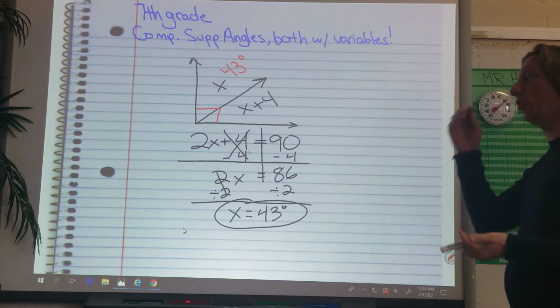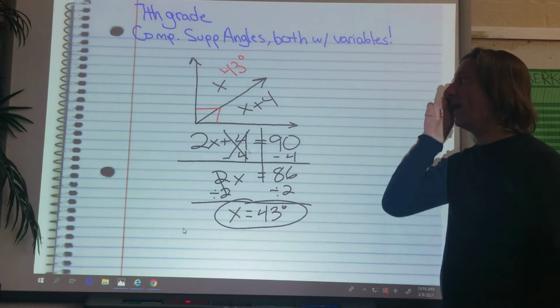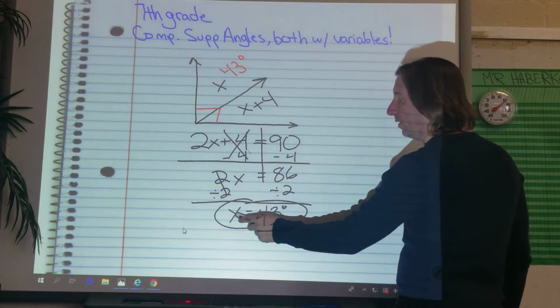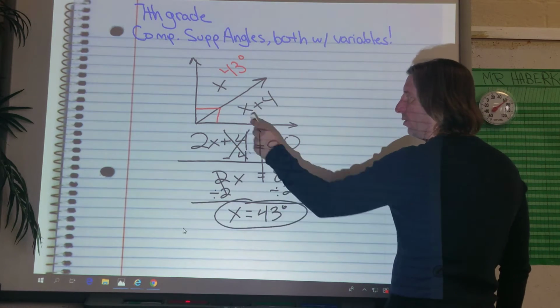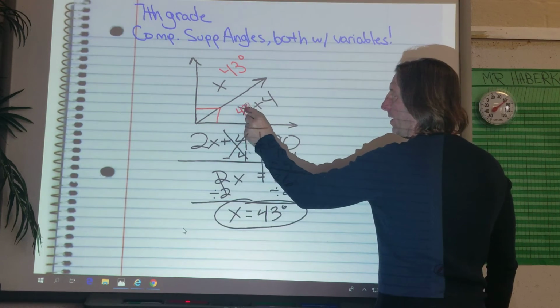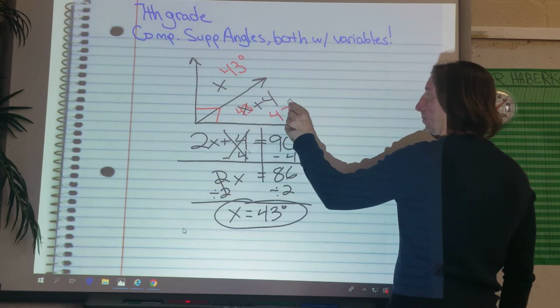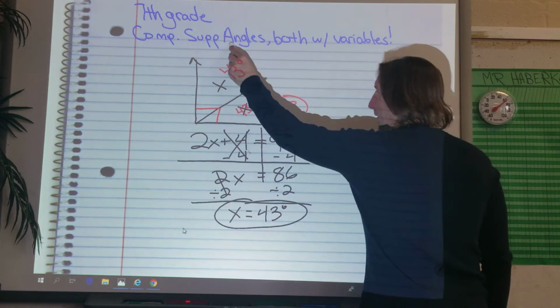Now there's a whole bunch of ways we can find the other angle. I could do 90 minus 43 and get this one. Or I could put the 43 in for x, because it says x is 43. I could put a 43 here, and 43 plus 4 is 47. Now we have our 2 angles.